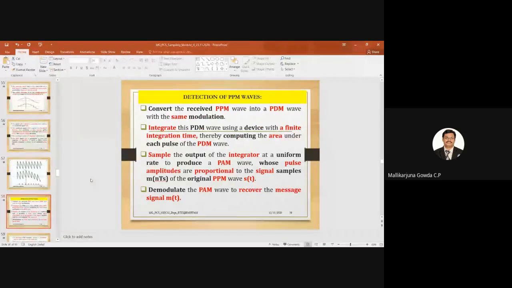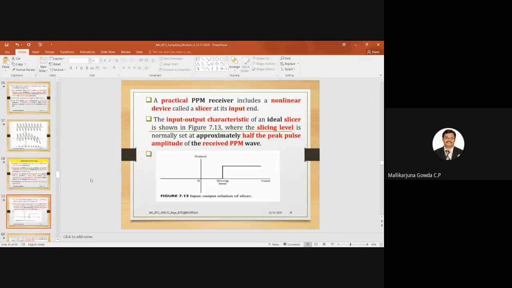When you have not written the receiver block diagram, I am just telling the process. How does it happen? This slicer will be used at the input of the PPM receiver, because it plays a key role in eliminating or minimizing the noise.